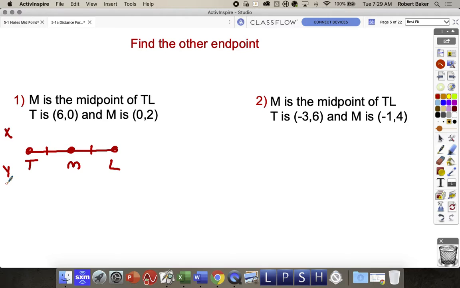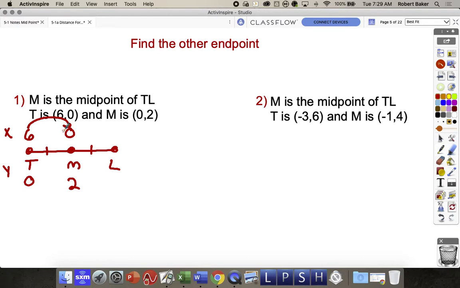I know that T is at the location 6, 0, and M is at the location 0, 2. So in order for this to work, the distance from T to M has to be the same as the distance from M to L, because M is the midpoint. So if we kind of force the same distance on top and force the same distance on bottom, it should work out.